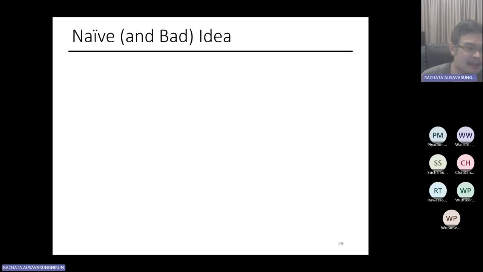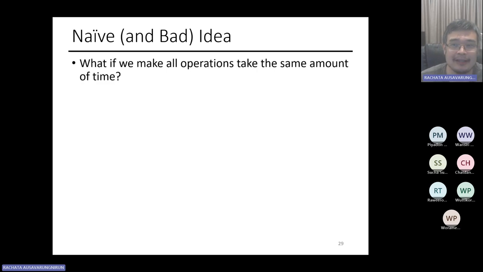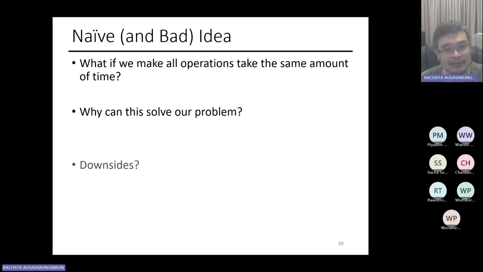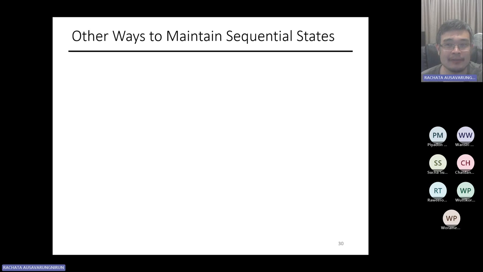So one naive idea, which is a bad idea, is what if we make every single operation take the same amount of time, so that way everything is in order. This can solve our problem because you're going to do instruction 1, 2, 3, 4, and 5, but the downside is it's going to be bad for performance.